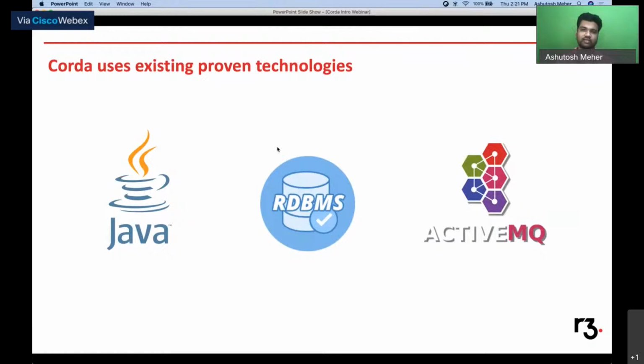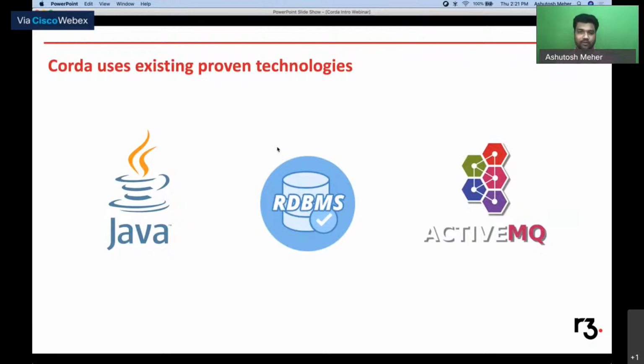So we have given stress to something which is already there in the market. If you look at all these technologies that we use, Java, DBMS, ActiveMQ, these are used in almost all, or at least the majority of, the enterprise software which is developed and available around the world. Java and DBMS have been there in the market for years, and have gone through the test of time. They have been tried and proven, and so you would also get a lot of resources around them.